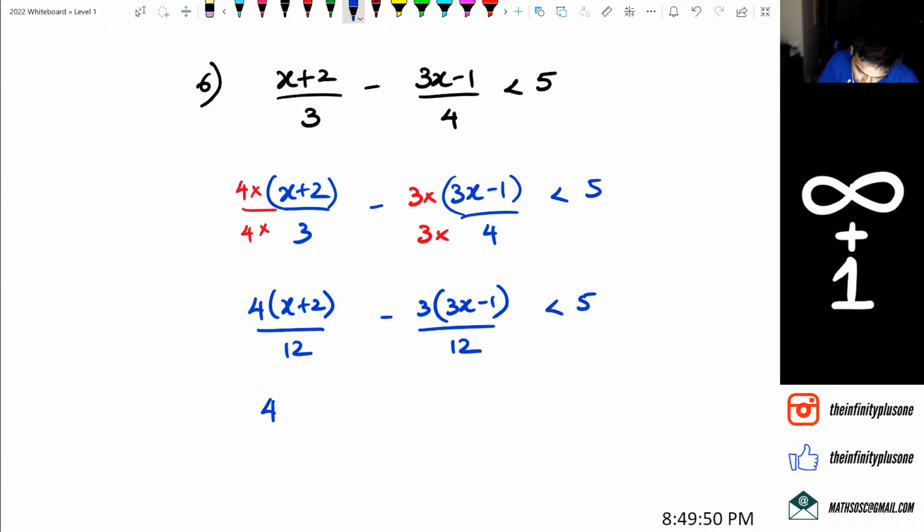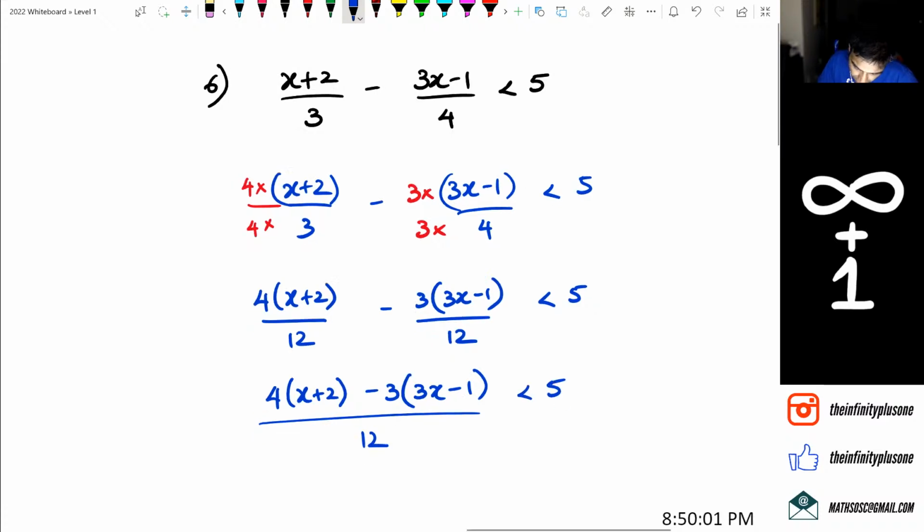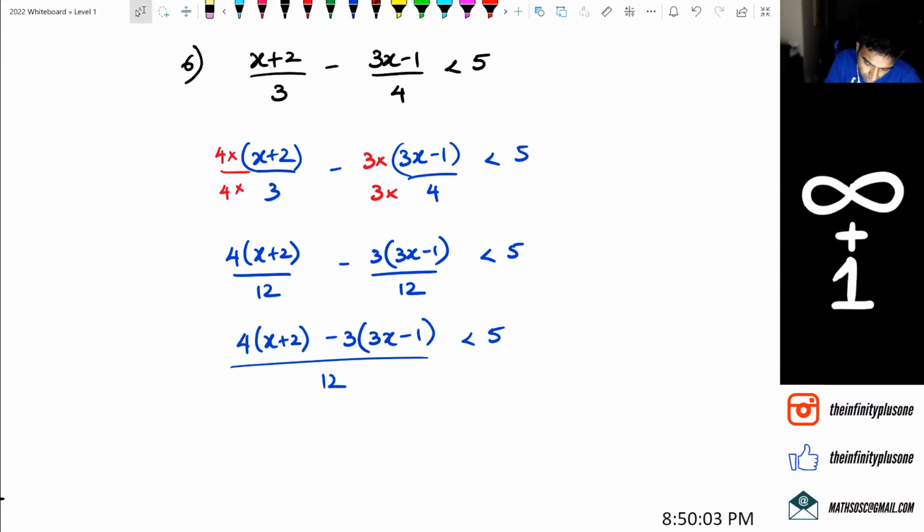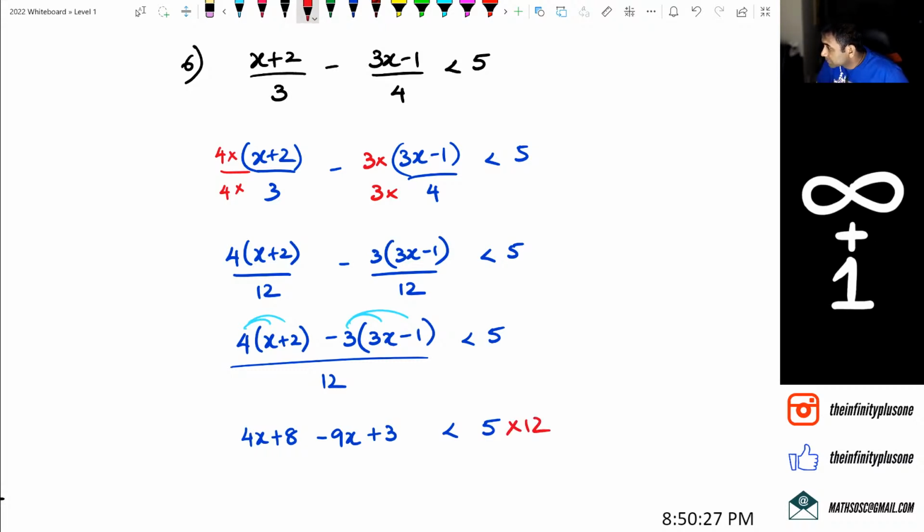So I'm going to put all of that numerator in one big line, and I want to make sure I put that minus 3 there. So it becomes 3x minus 1. All of that is over 12, less than 5. Next, get rid of the 12, but I'm also going to start expanding these brackets here. So I've got 4 times x, which is 4x, 4 times 2, which is 8, minus 3 times 3x, which is minus 9x, minus 3 times negative 1, which is plus 3, less than 5. And of course, I'm going to bring the 12 over, which means it becomes 5 times 12.